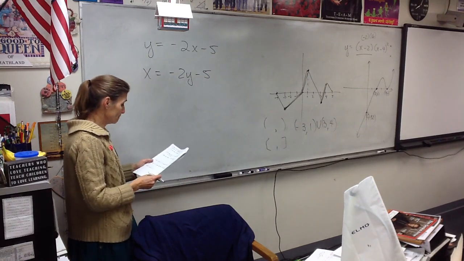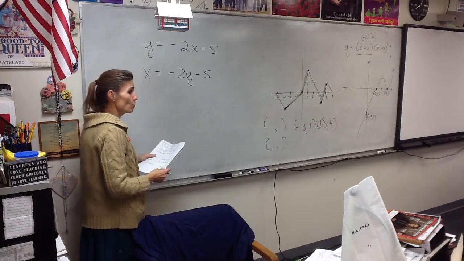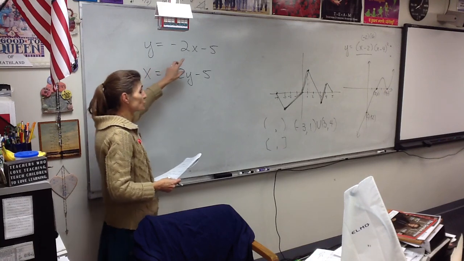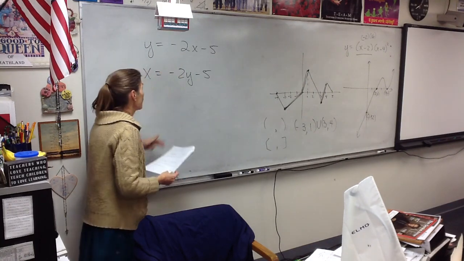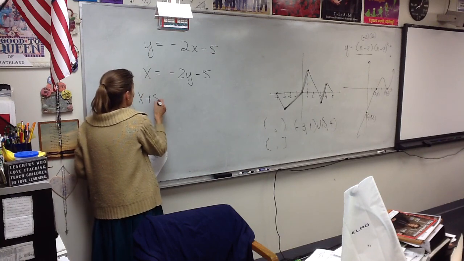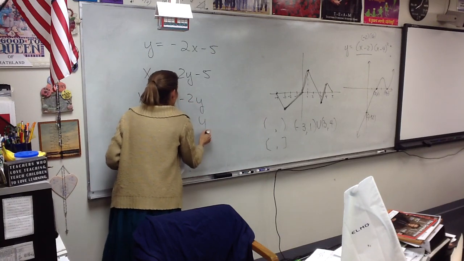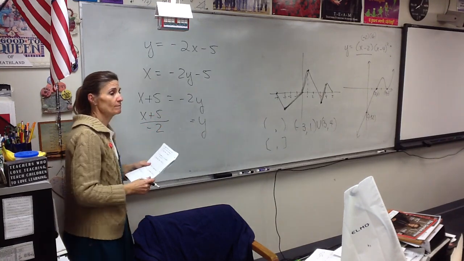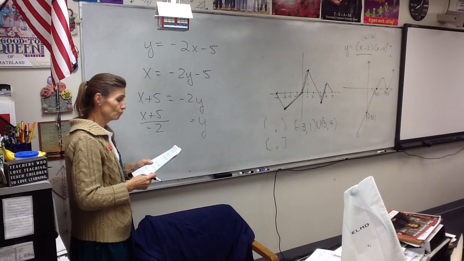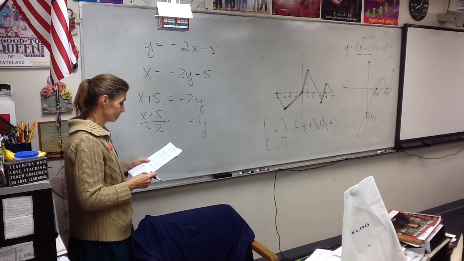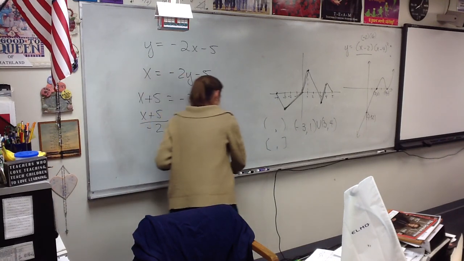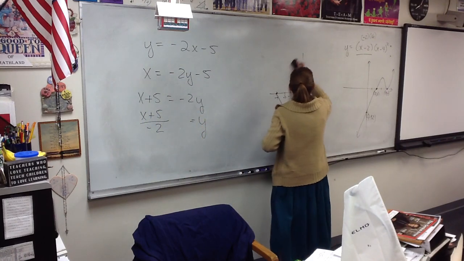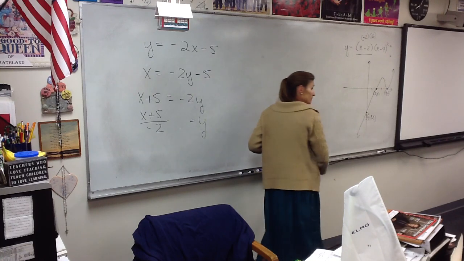And then what do we do? Put a 0 in? Nope. We get y by itself. So we simply switch our variables and solve for y. So I'm going to add 5 and divide by negative 2. That is my inverse. So what are my steps again? Switch my variables and get y by itself. Very, very easy.